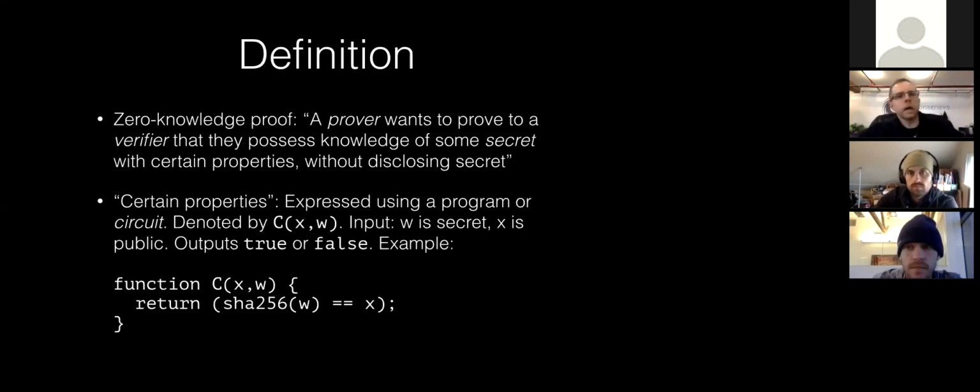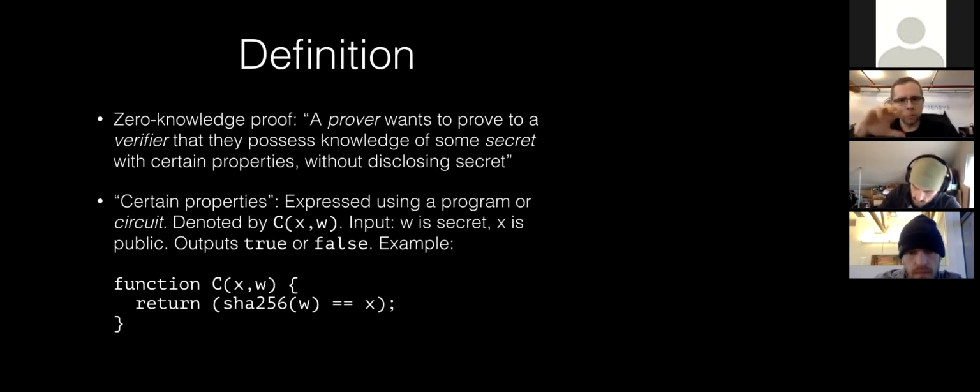So what do we mean by certain properties here? We usually express this using a program, or it's common in the literature to call it a circuit. And this we can denote by this function C(X, W). The input to the function is a secret, called W, also known as a witness, and a public input X. And the output of this function is true or false.